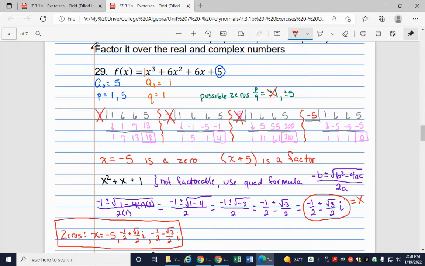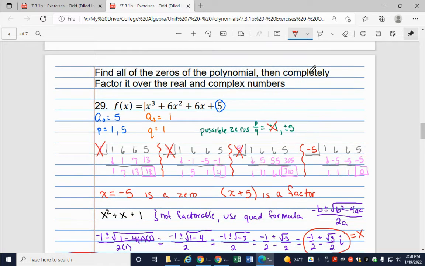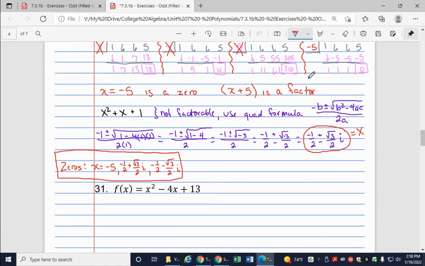It said to factor over the complex and real numbers, completely factor. So I've already factored using the x equals negative 5. Remember, when you put it inside the parentheses as the factor, it's x minus a negative 5, so that becomes x plus 5. We do the same thing over here. We're going to say f of x equals, we know one factor is x plus 5. Then it's x minus the next zero. Now, when you subtract this whole thing, you need to subtract the negative 1/2, and you need to subtract the square root of 3 over 2i.